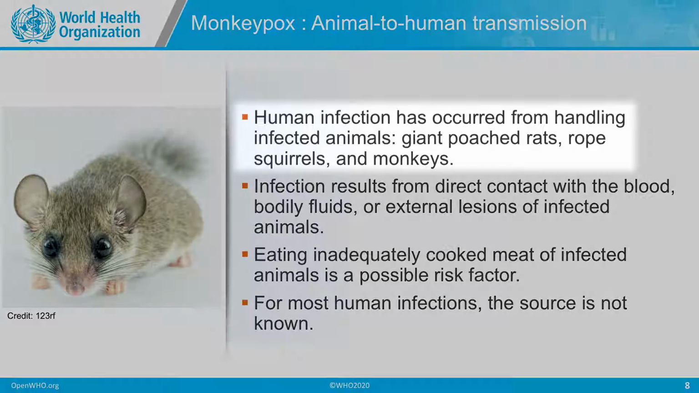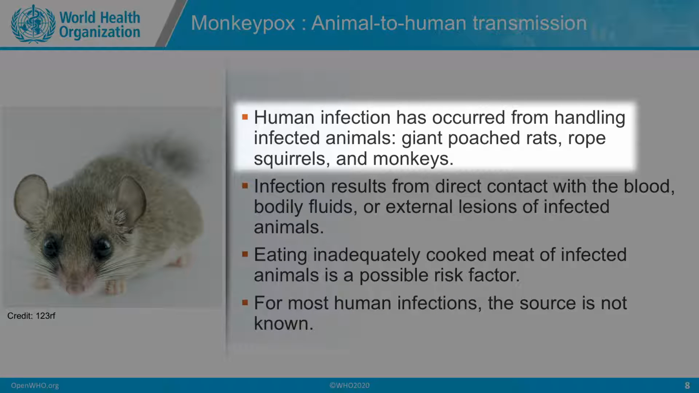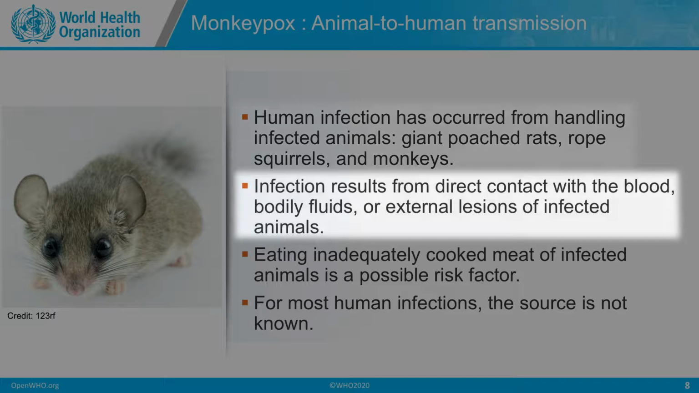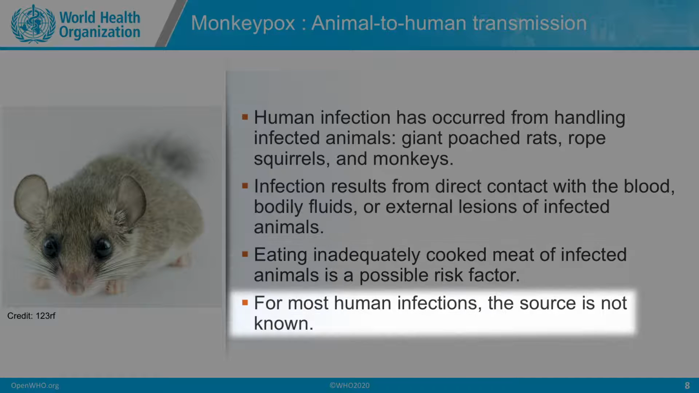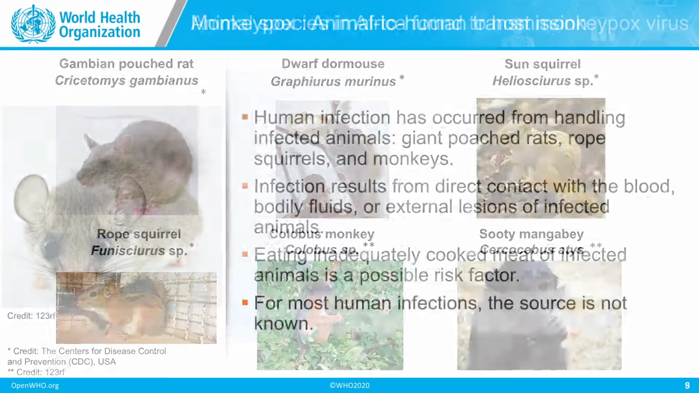Monkeypox is mainly transmitted to humans from animals, including rodents and monkeys. Infection can result from direct contact with body fluids, including blood, and external lesions of the infected animals. Another route of transmission is when someone is eating inadequately cooked meat of infected animals, which is a possible risk factor. Therefore, it is important to fully cook all meats and any other animal products before consumption. For most human infections, however, the source is not known.